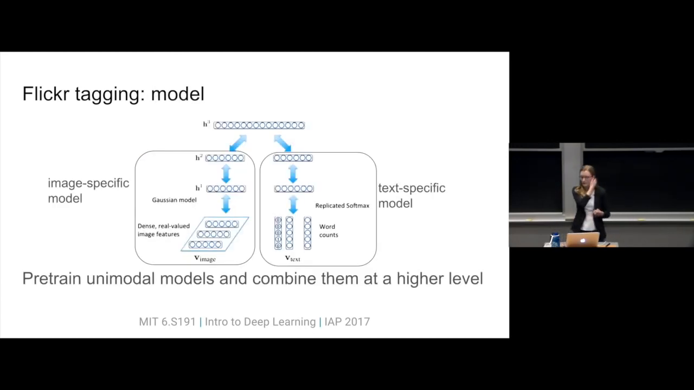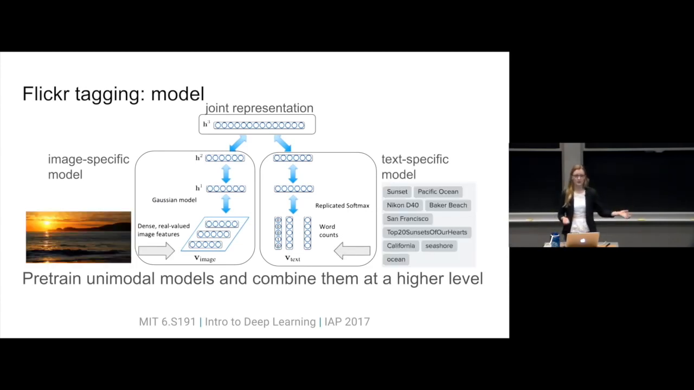So we're going to use this idea of combining unimodal models at a higher level. I don't want to go a whole lot into the details of this particular model, which is a deep Boltzmann machine, which is a little bit different from a neural network. But you can just imagine we have an image-specific model and a text-specific model, and then we have this joint representation at the top, which sort of combines the two models.